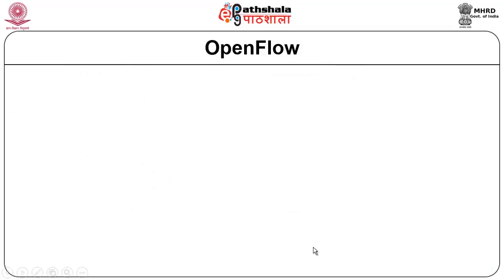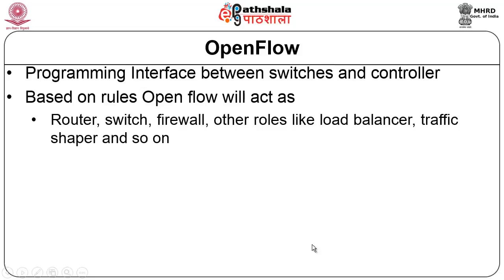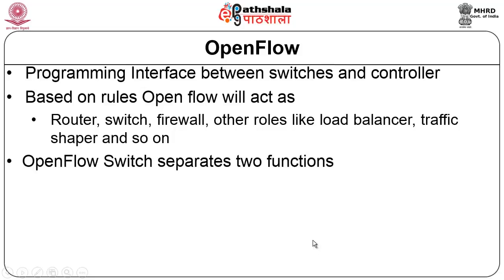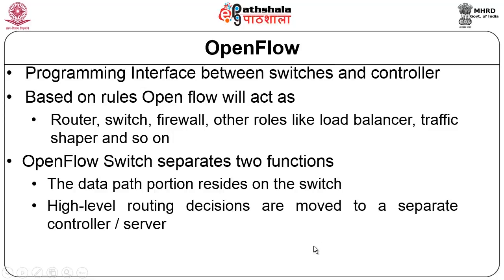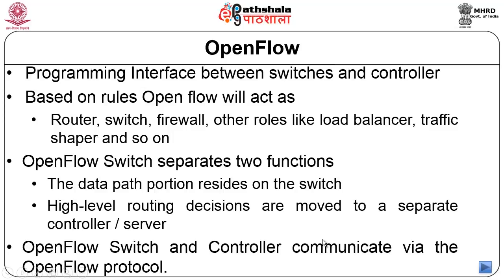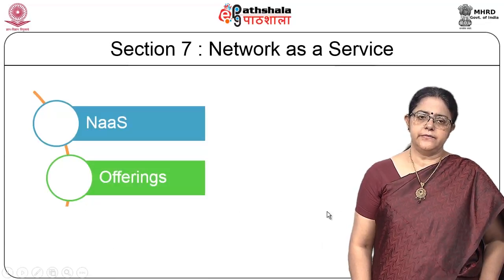It is very flexible. OpenFlow similarly is a programming interface between switches and controllers. Based on the rules, it will act as a router, switch, firewall, etc. It has two functions. One is the data path, which is the switch, through which the data flows, and the other is the routing decisions, which can be moved to separate controllers. The OpenFlow switch and a controller communicate via the OpenFlow protocol. So, the overall is called network as a service.